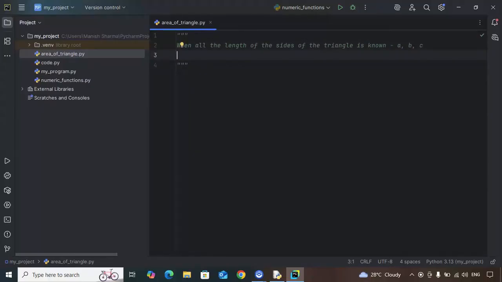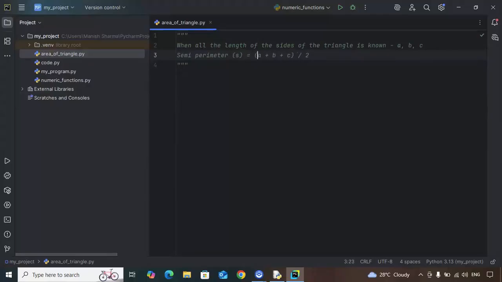So the formula is, first you find the semi-perimeter. Let's call it S, equal to A plus B plus C divided by 2. So this has to be like this.